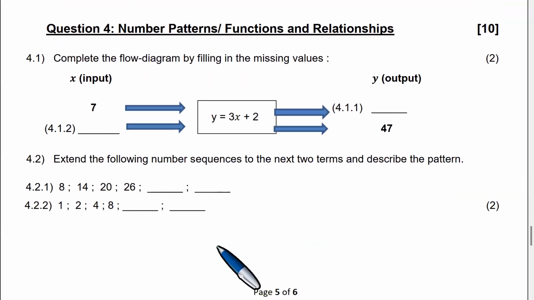Let's look at the number patterns quickly. Complete the flow diagram by filling in the missing values. Input, output. What is the answer here? 7 goes through the flow diagram. When it comes out on the other side, what's going to be the answer here? What's going to be the output? If the input is 7, what's going to be the output?